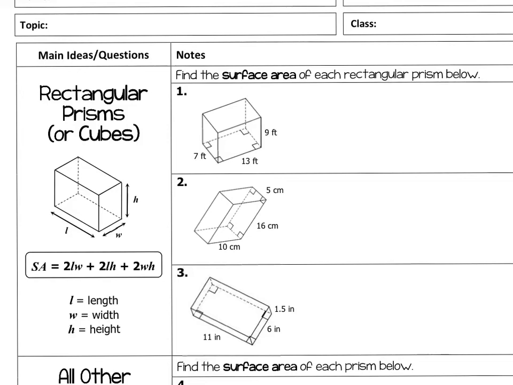Okay, so we're going to talk about surface areas, and surface areas are the outside areas of any polygon or prism or whatever it is you're dealing with. So it's kind of like saying the wrapping paper for a figure. Our first one that we're talking about here is a cube.